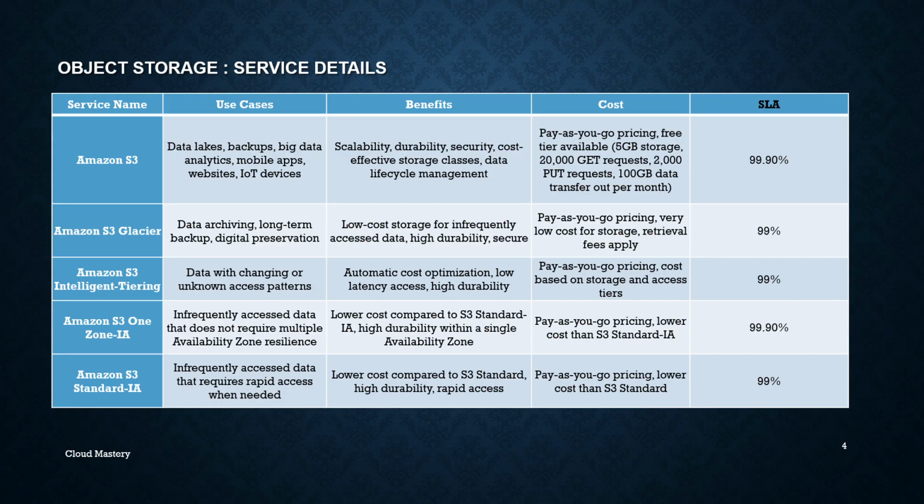Then let's talk about S3 Standard-IA, infrequent access, which requires rapid access when needed. Whenever you need it, that is the time you use it heavily. So you can go with infrequent access for S3 Standard, which has high durability and rapid access as well. And the pricing model will be the same. If you see here, it is pay as you go, whatever you use will cost accordingly, and this is lower than your S3 Standard.